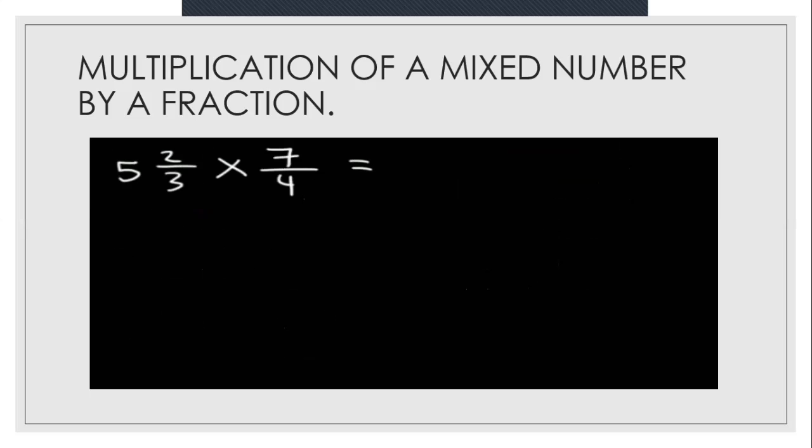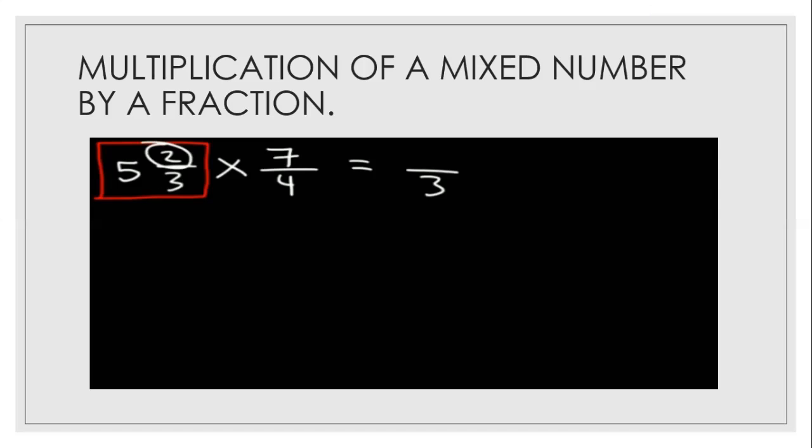If you want to pause the video, feel free to go ahead and try it. So let's begin by converting the mixed number into an improper fraction. So we're going to multiply 5 times 3, and that's going to give us 15 plus 2. So that's going to be 17. So let's multiply 17 over 3 by 7 over 4.